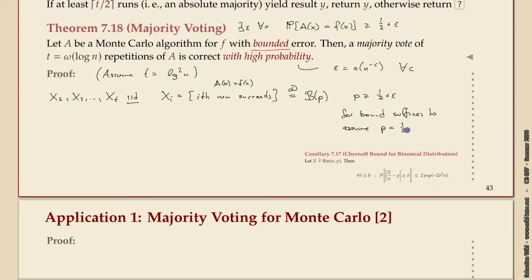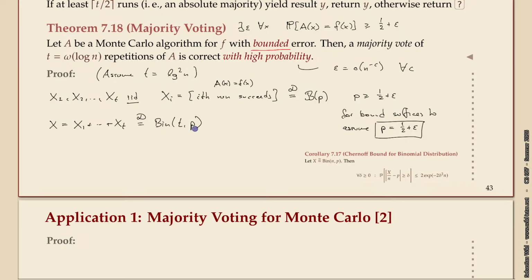That makes the calculations a little easier if you don't have to have another inequality flying around. So we'll assume that we have exactly 1/2 plus epsilon for some constant epsilon greater than 0. Now, if you define x by summing up all those indicator random variables, we get something that's a binomial distribution by definition. T repetitions, each event occurs with probability p.